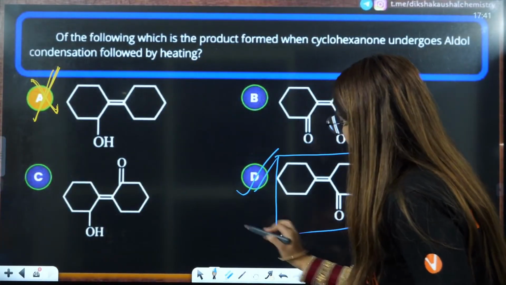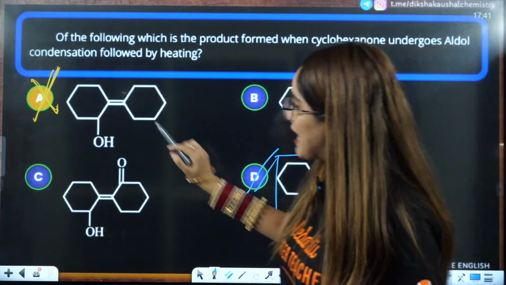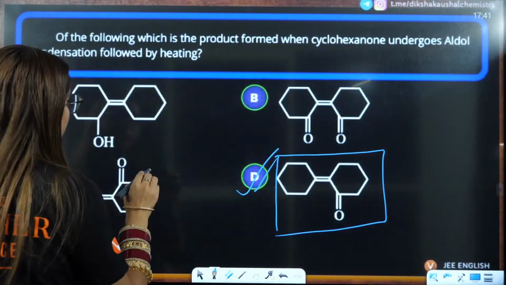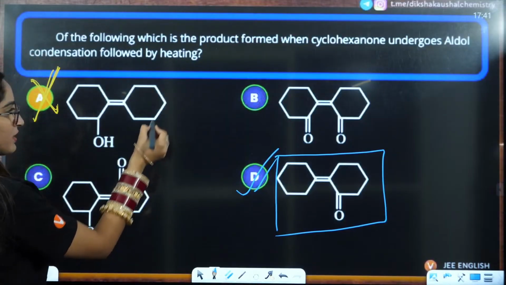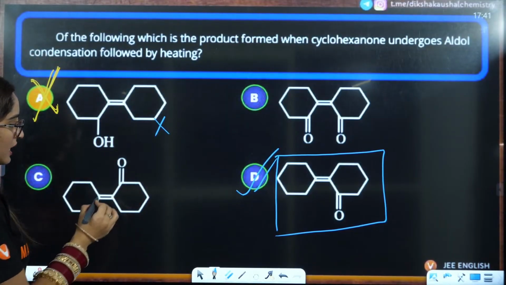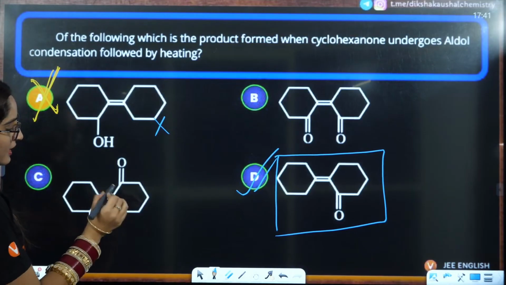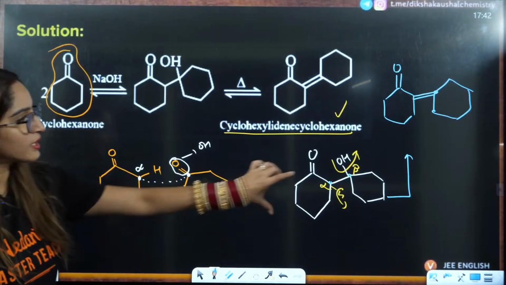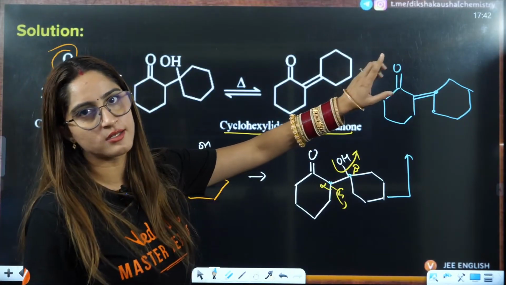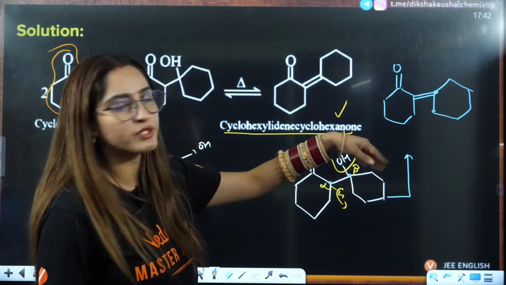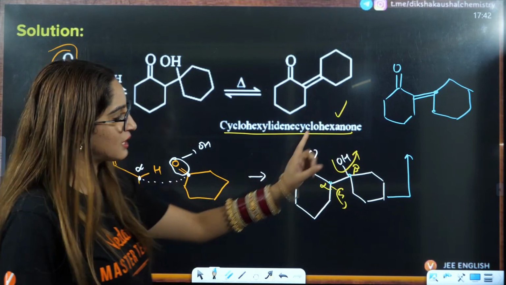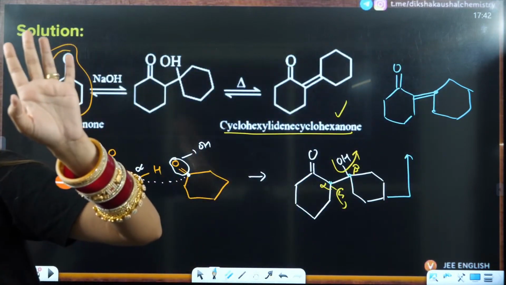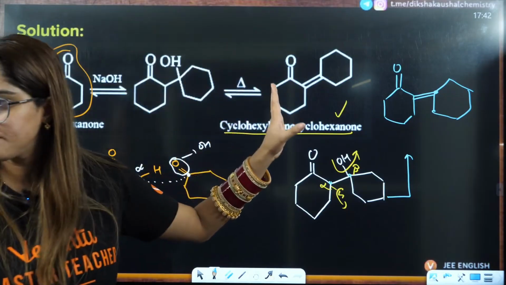Okay? Aldol condensation. If I say this would have been a correct answer, then they should have a double bond here. At least a double bond should be there. It's not possible. This could be the correct answer, but here it should be the single bond. Either this will be the correct answer or this will be the correct answer. It's not possible that both of them will be mentioned in the option. Either this they will mention or this they will mention. Okay? Understood, everybody? Is that clear?